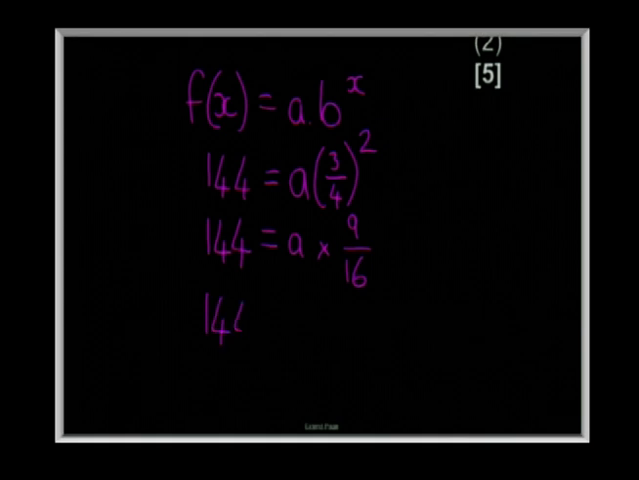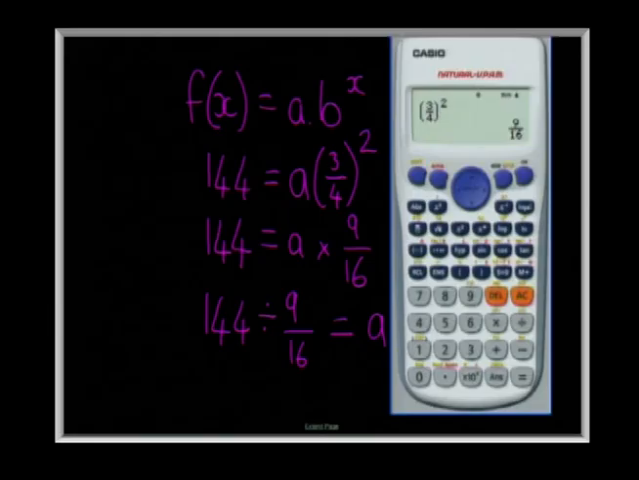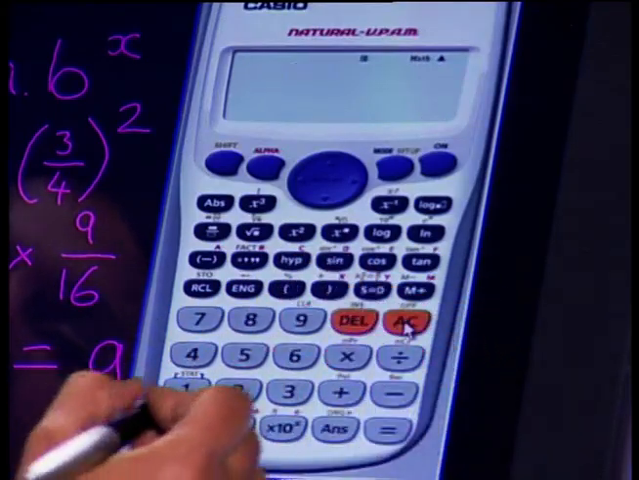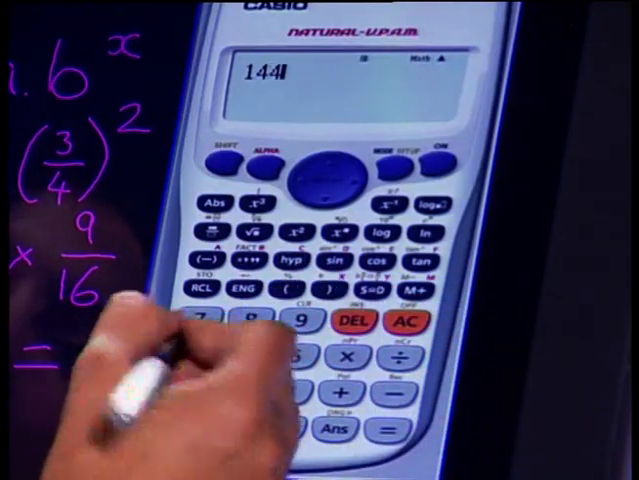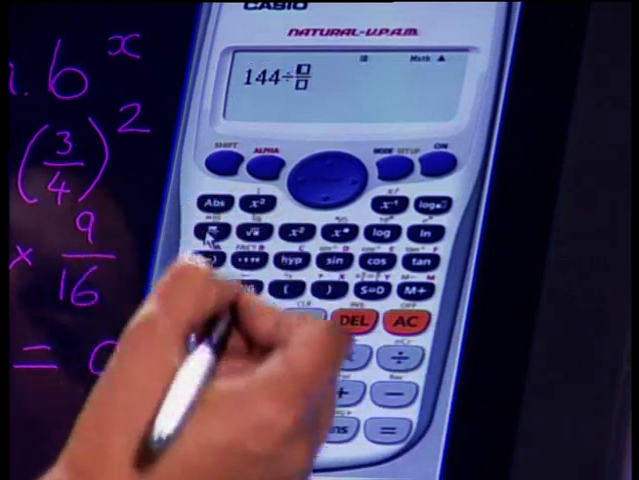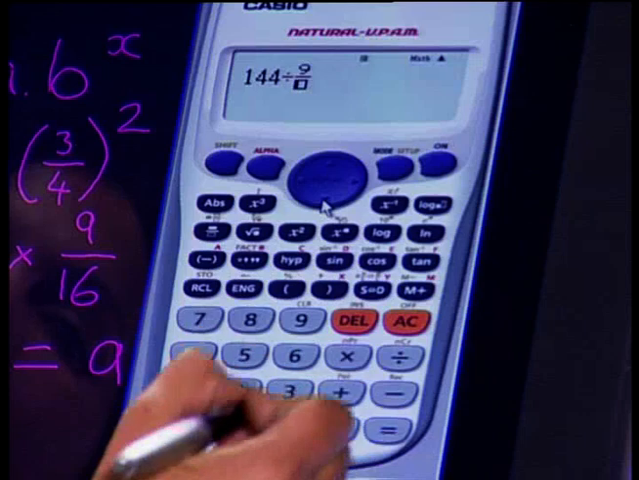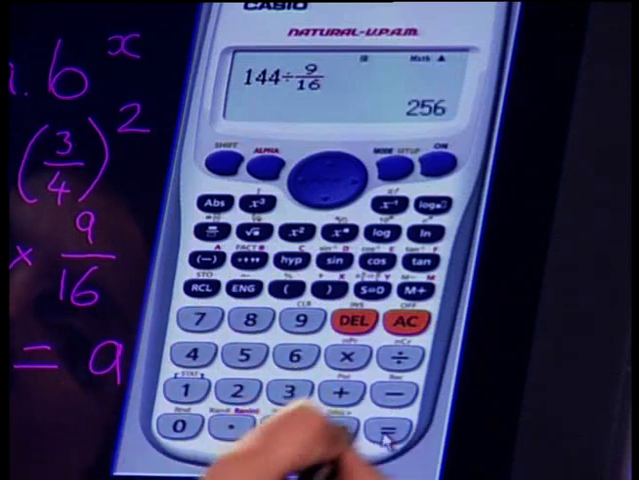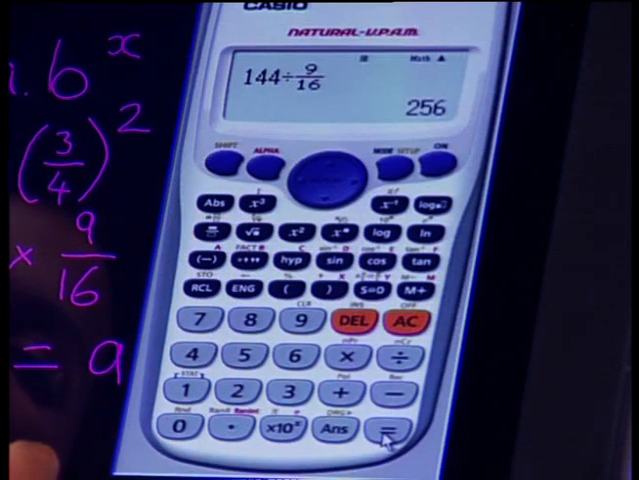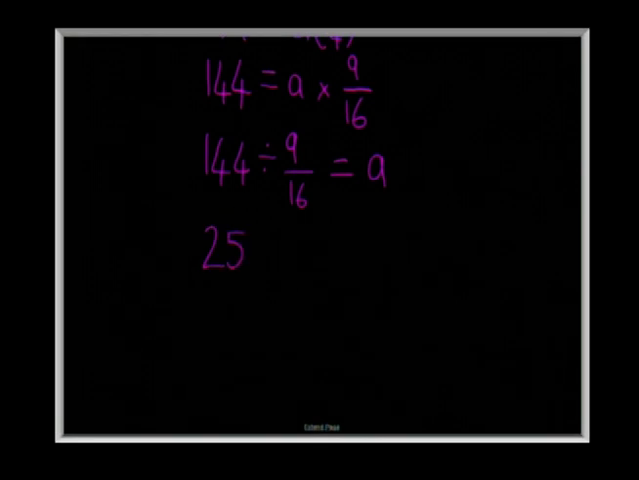So 144 divided by 9/16 is equals to a, and then on your calculator, let's do it. 144 divided by 9/16 gives us an answer of 256. This means that a is equals to 256. Now that we've found the value for a, let's see what the next question asks us to do.